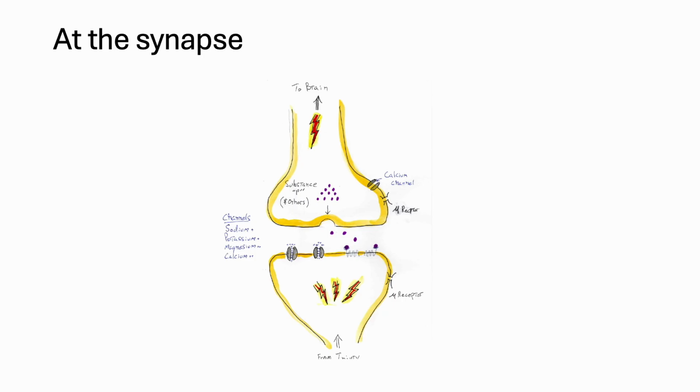Remember, we said that we'd come back and talk more about synapses. These are the connections between the nerves that transmit a pain signal from the site of the injury or the illness to the brain. This is your average synapse. You can see that there are channels for sodium, potassium, magnesium, and calcium. The small lightning bolts in the bottom nerve are the pain signal coming from the injured area.